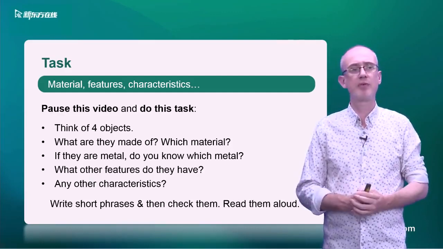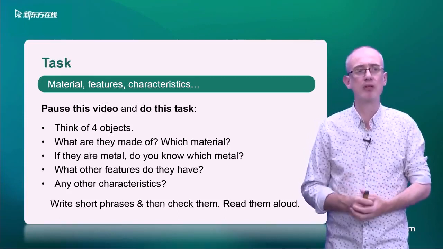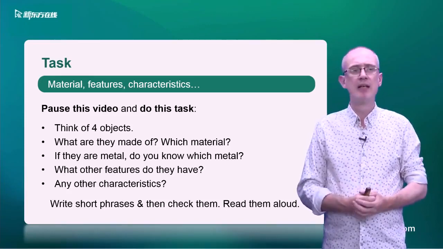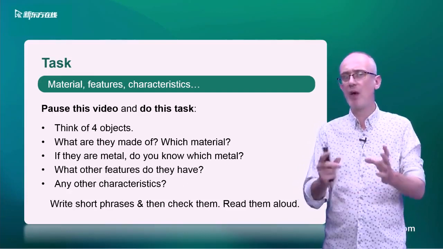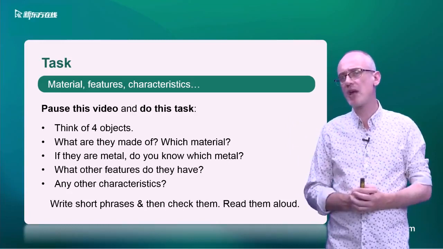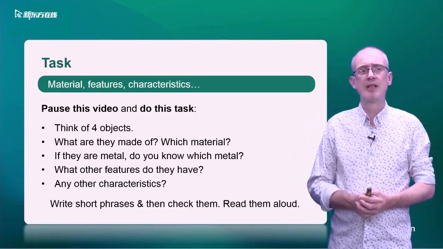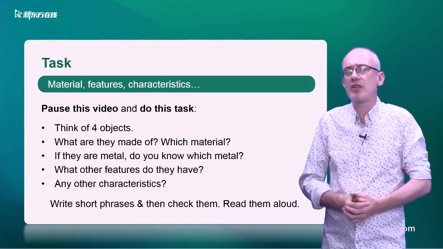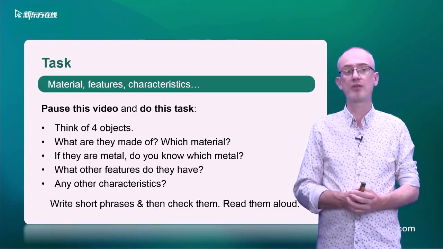They can be the same as before. What are they made of? What's the material? Which material? If they're metal, do you know what type of metal? If they're wood, do you know what type of tree? What other features do they have? Any other characteristics you think are worth mentioning that you can mention without too much difficulty?